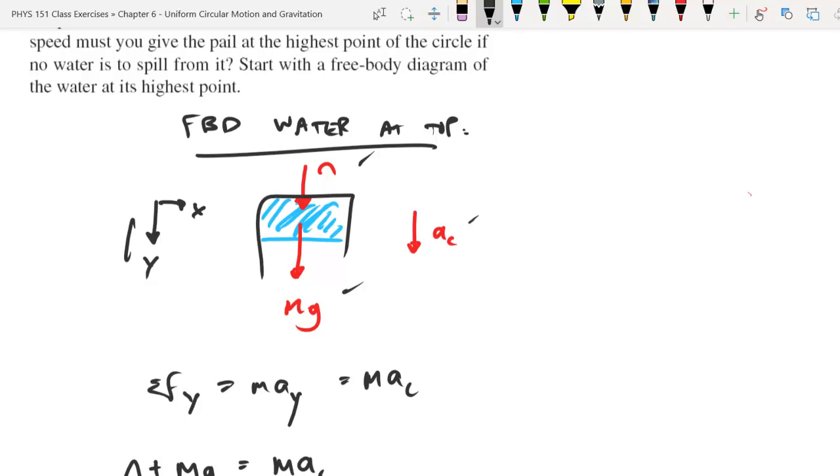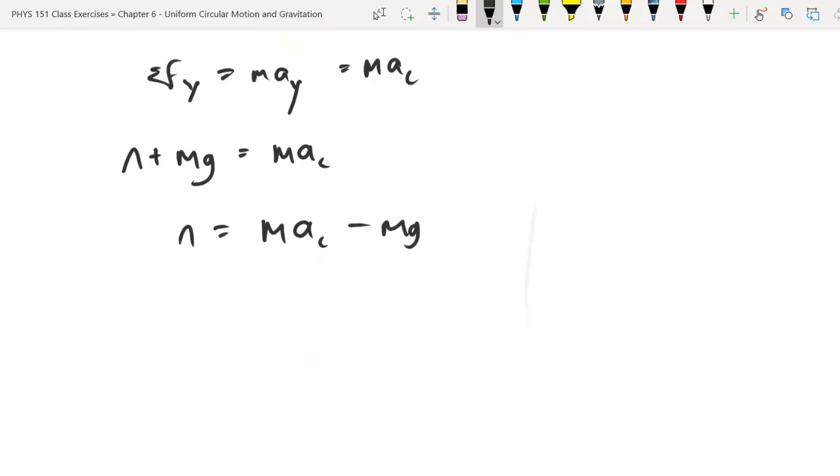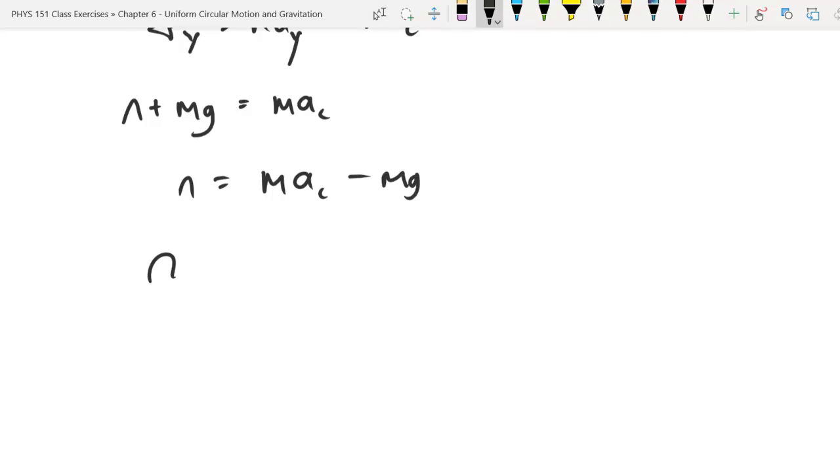And I would never want the situation where I would need the normal force to pull, because it can't do it, right? So my normal force always needs to be greater than or equal to 0, right? There needs to always be a normal force. If I don't have a normal force, I don't have contact, right? And then I have water falling out. That's basically the way it goes. So the normal force has to be greater than or equal to 0.